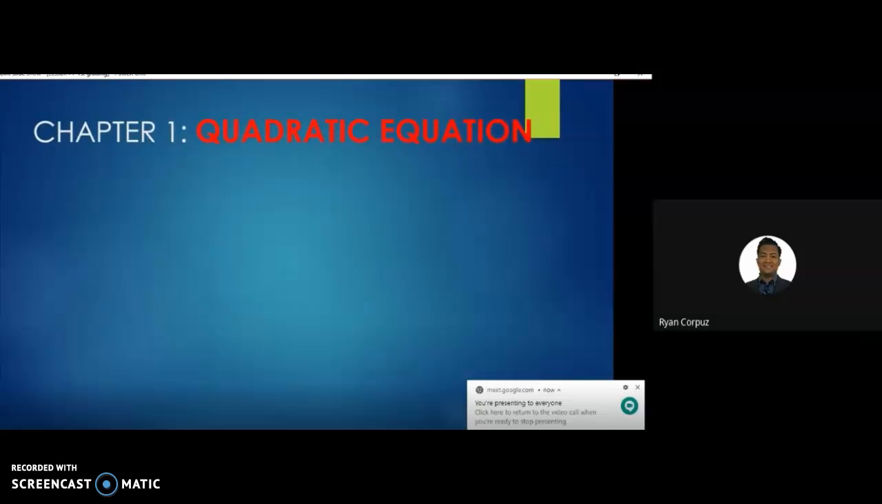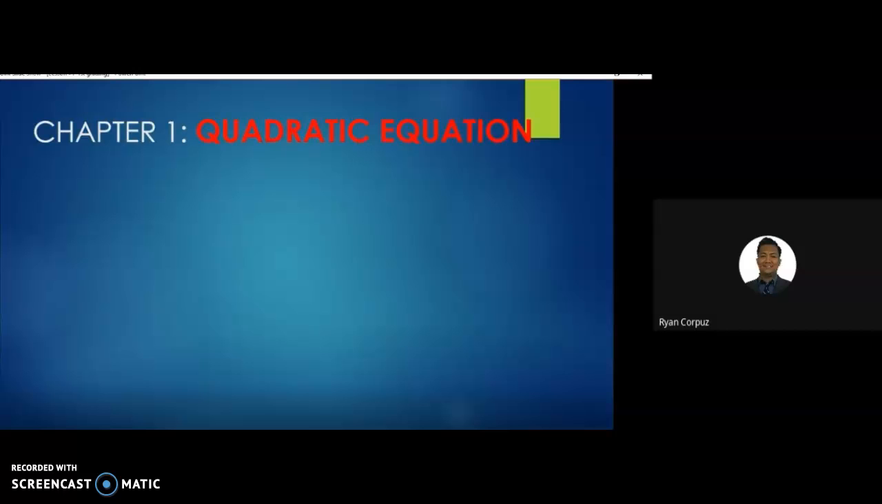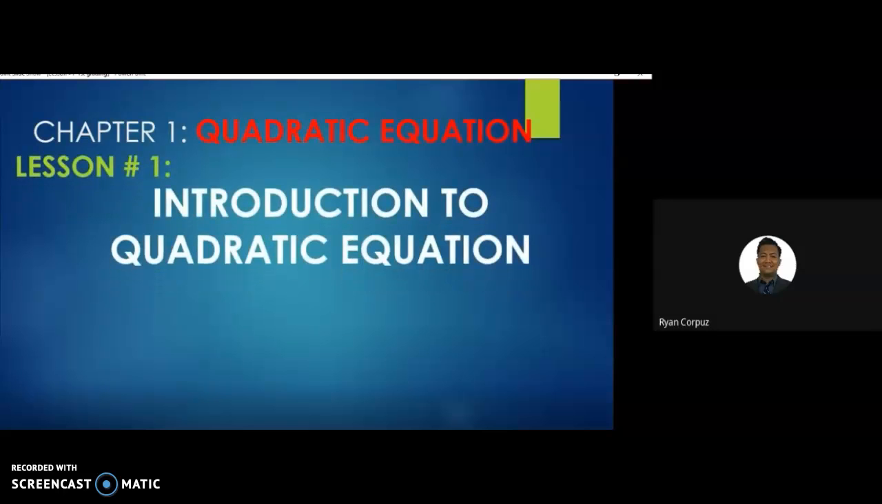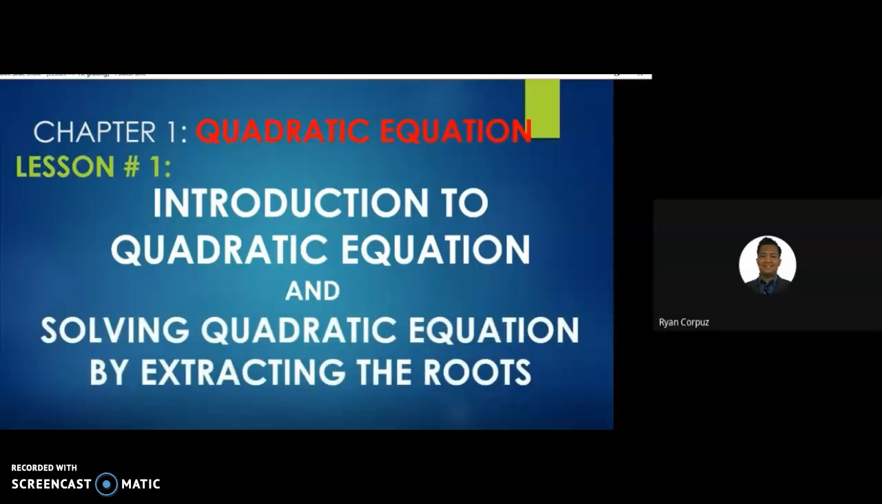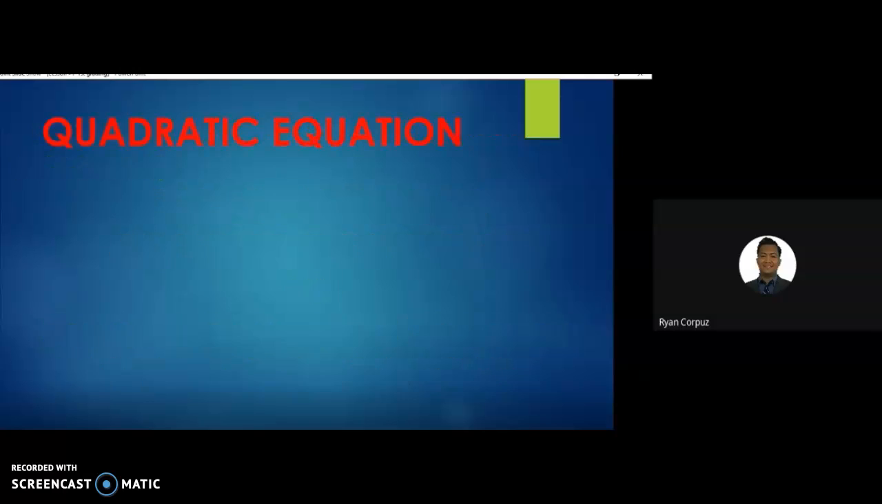So this is chapter one of our lesson. This is all about quadratic equation. Later on, we'll find out what we call quadratic equation. So as our lesson number one, we're going to focus our discussion on the introduction to quadratic equation as well as solving quadratic equation by extracting the roots. You are expected to know the meaning of quadratic equation and at the same time to find out how you are going to solve quadratic equation by extracting the roots.